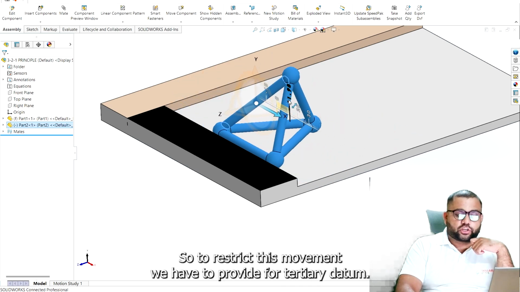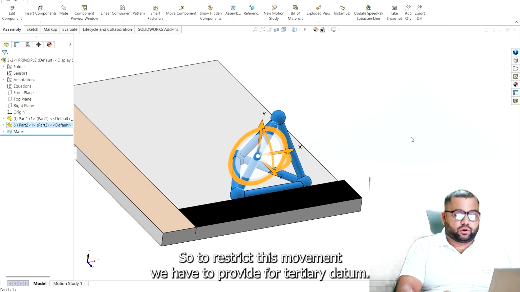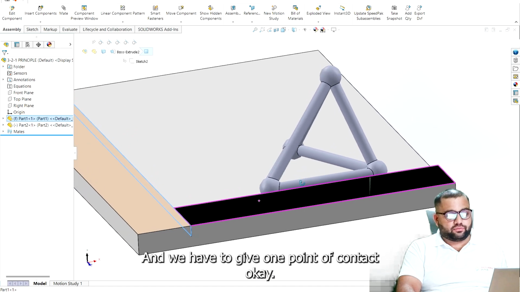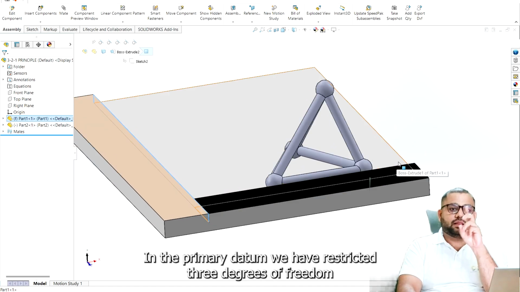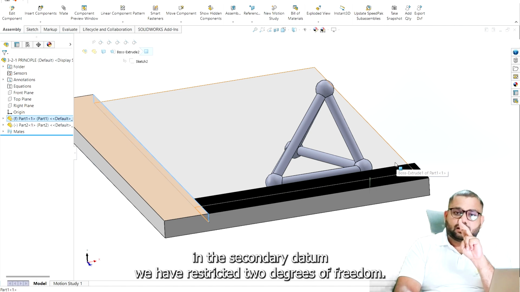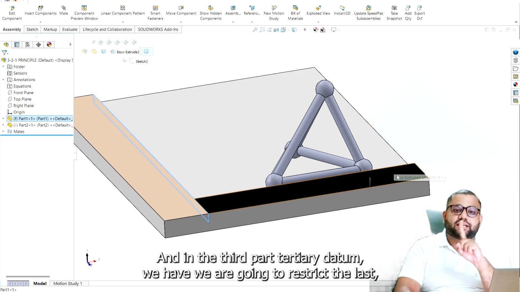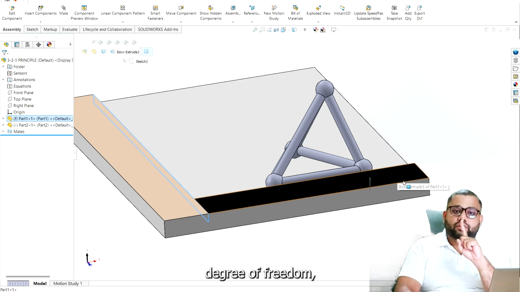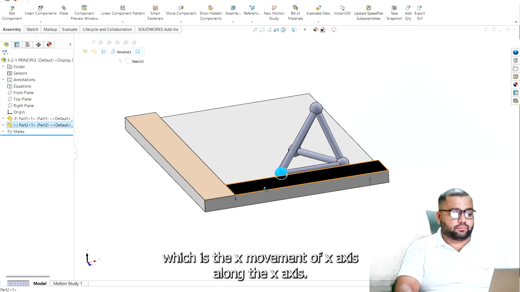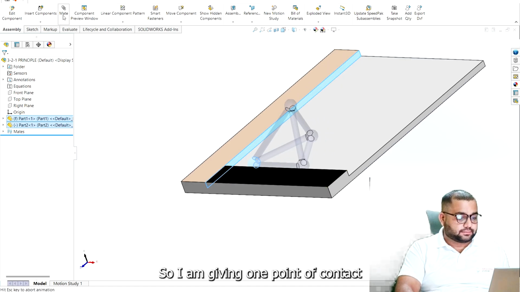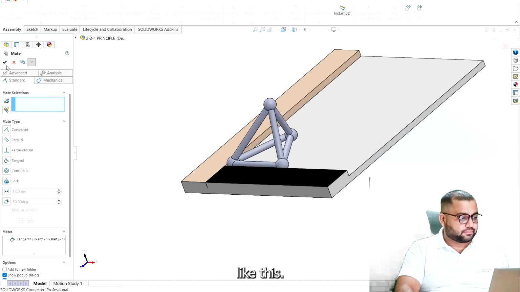So to restrict this movement, we have to provide the tertiary datum. This is the tertiary datum. And we have to give 1 point of contact. In the primary datum, we have restricted 3 degrees of freedom. In the secondary datum, we have restricted 2 degrees of freedom. And in the tertiary datum, we are going to restrict the last degree of freedom, which is the movement along the x-axis. So I am giving one point of contact like this.